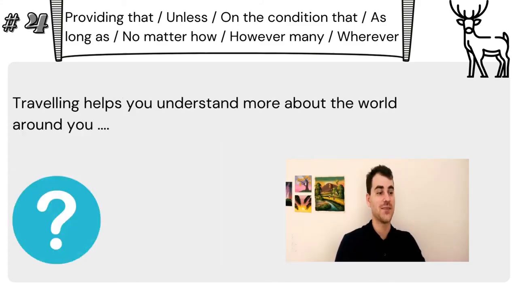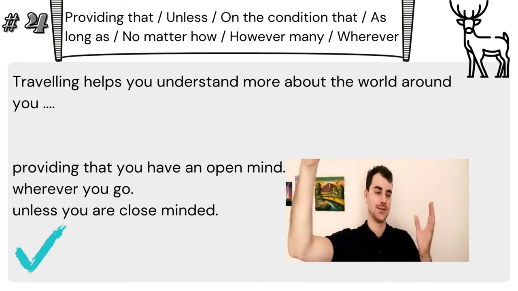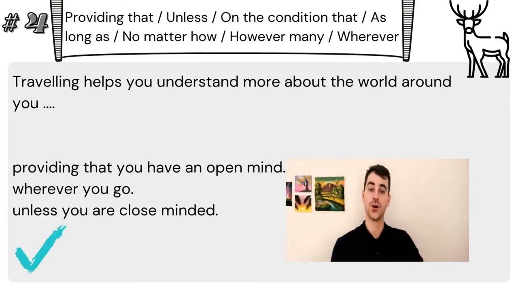Number 4, traveling helps you understand more about the world around you. What's the condition? Pause the video. Okay, answer in 3, 2, 1. Providing that you have an open mind wherever you go. Doesn't matter where you go. You could go to Paris, you could go to Spain, doesn't matter. Unless you are closed-minded. So that's a different condition. So you won't understand more about the world if you're closed-minded, unless you are closed-minded.